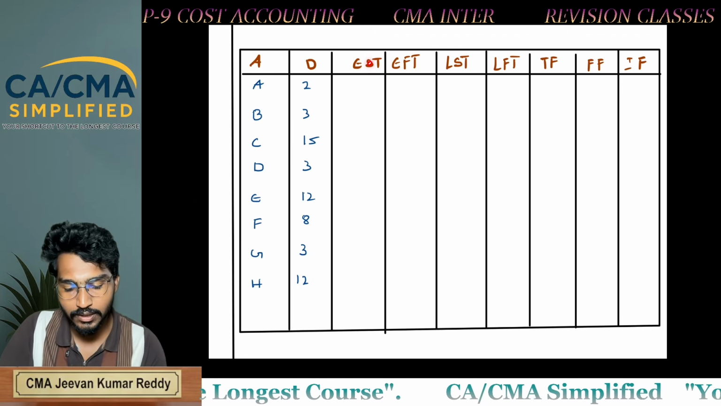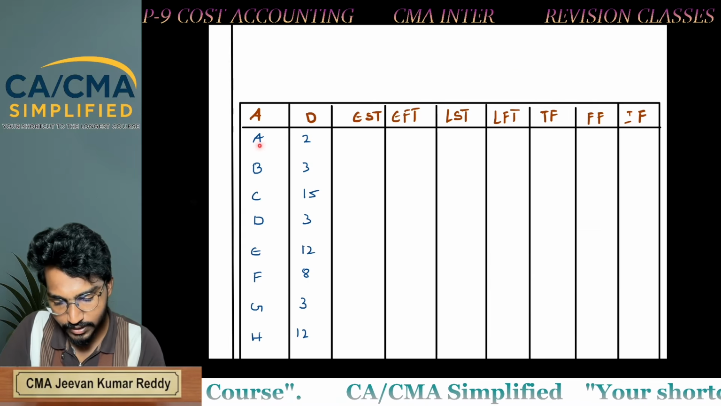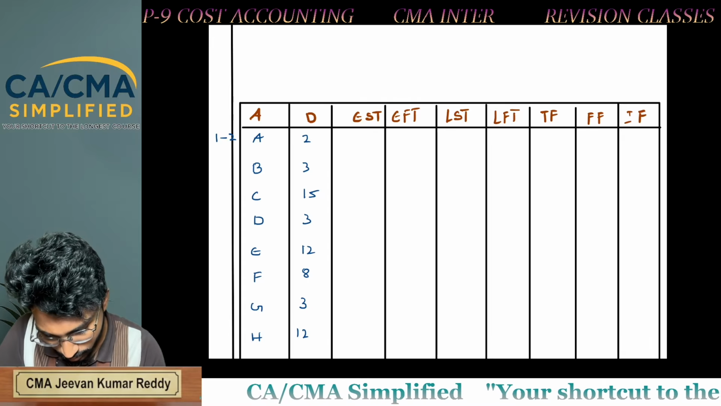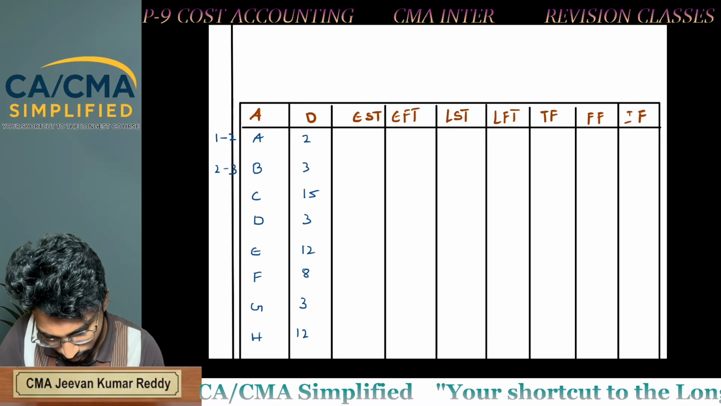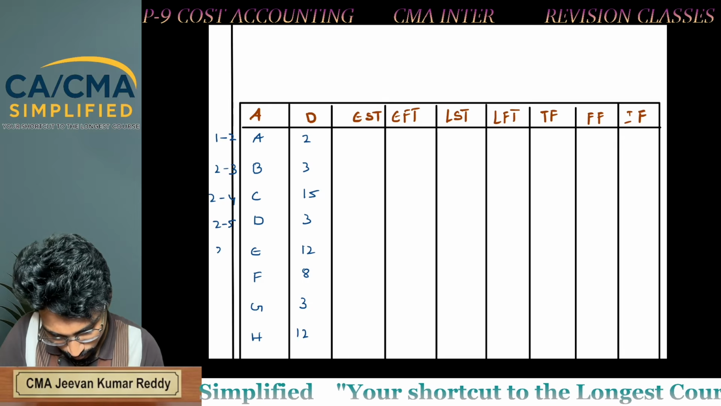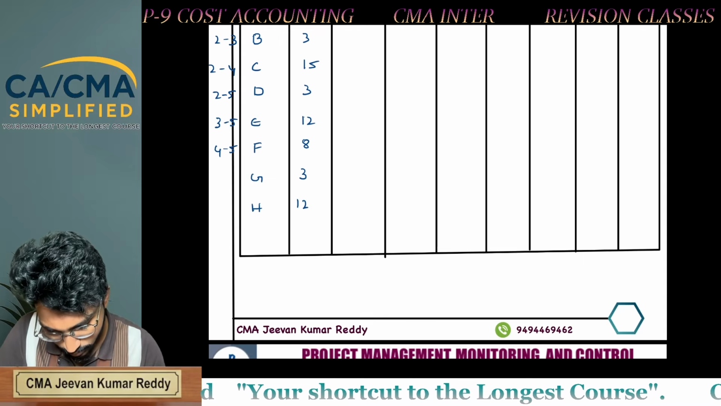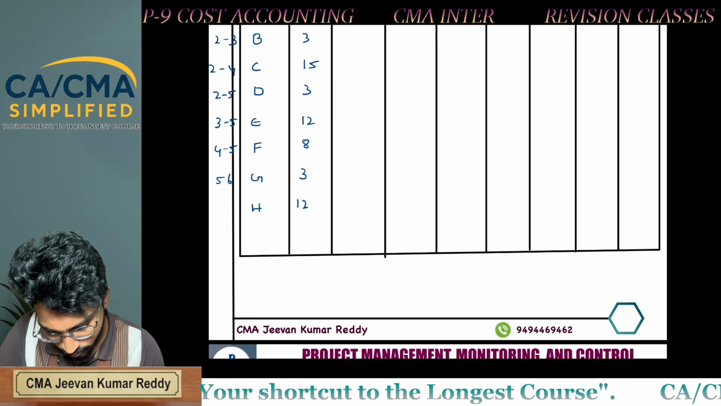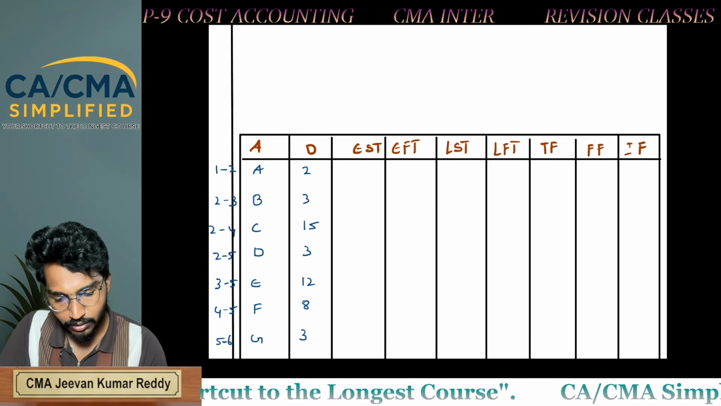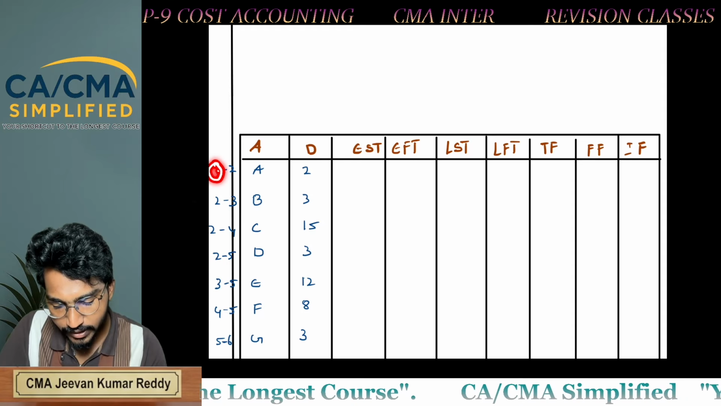How to calculate EST? EST is nothing but E of the tail event. For A, what is the tail event? For A, it is 1 to 2. For B, 2 to 3. C, 2 to 4. 2 to 5. 3 to 5. 4 to 5. Next, 5 to 6. 6 to 7. So to know about EST, see the tail event E.